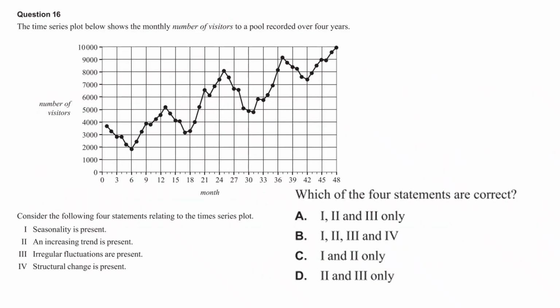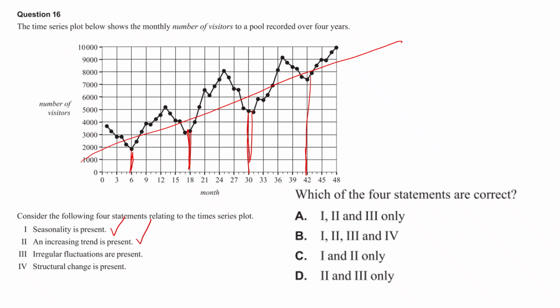Okay, so you can see we've got a graph, and we've got to look at what ways we can describe it. Now, the first statement is seasonality, and if you look, we've got 6, 18, 30, and 42 is a dip. So it's regular, which means it's seasonal. If it was irregular, cyclical. So that first statement is correct. Increasing trend, you can definitely see there's an increasing trend, so that is true.